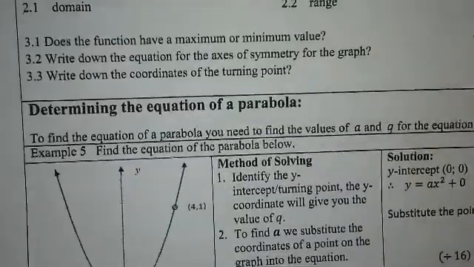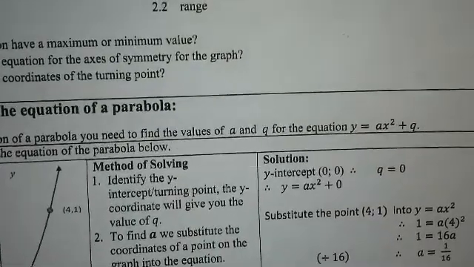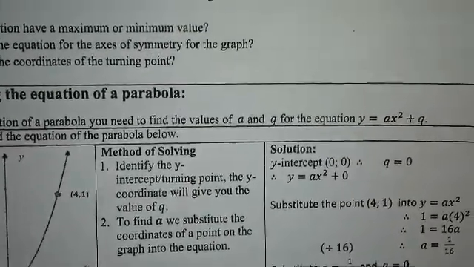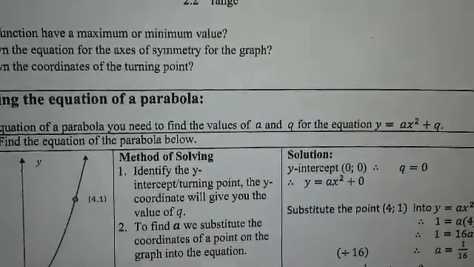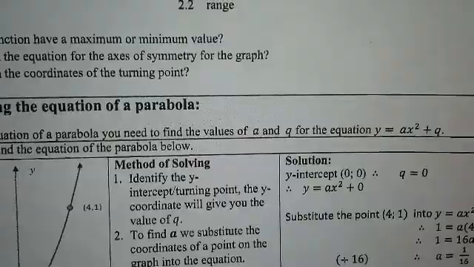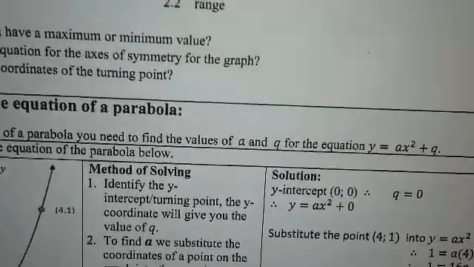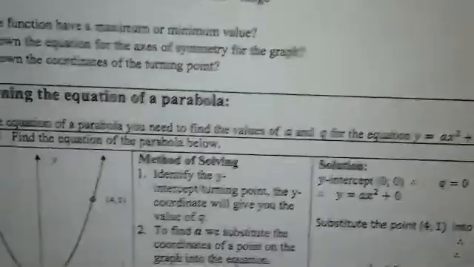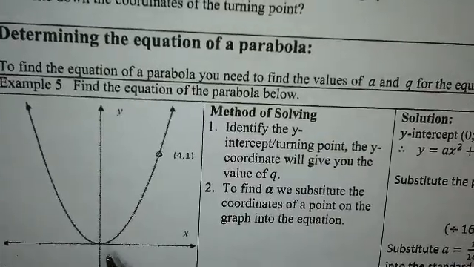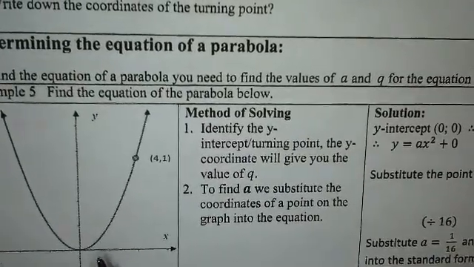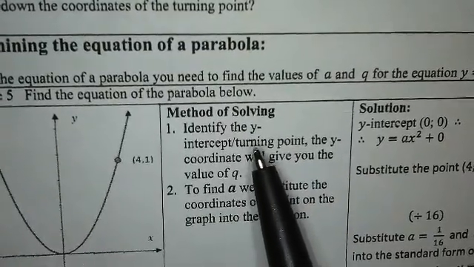Now to determine the equation of the parabola, we make use of the general form, which is y = ax² + q. Now you know that the a will be the shape and the q will be the turning point or the y-intercept. The x and the y will be any point on that specific graph. So if this parabola is given, and you must now find the equation of the parabola, first of all, you identify the y-intercept, which is also the turning point.